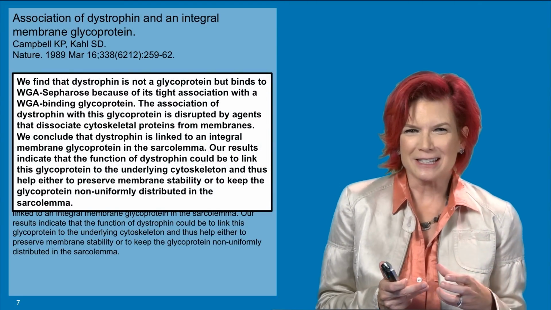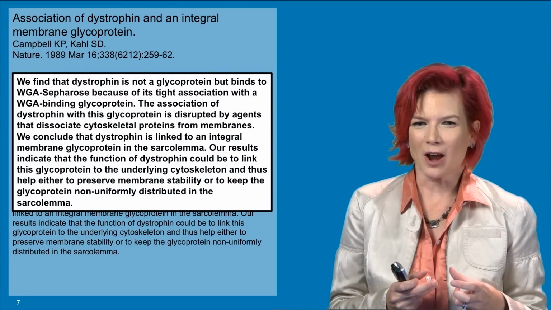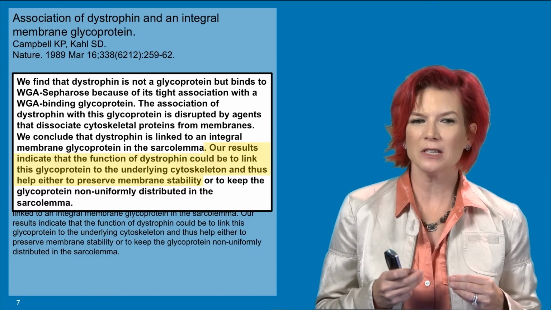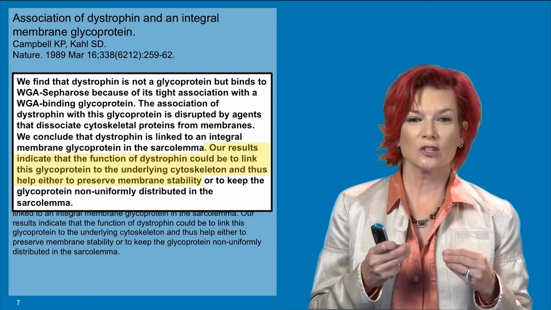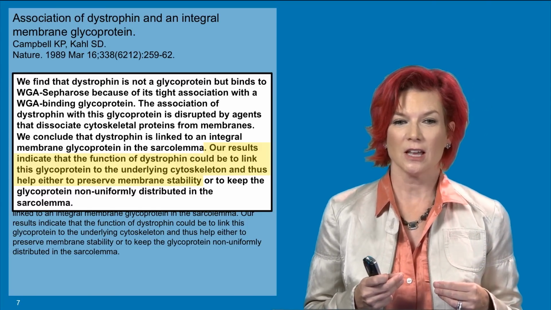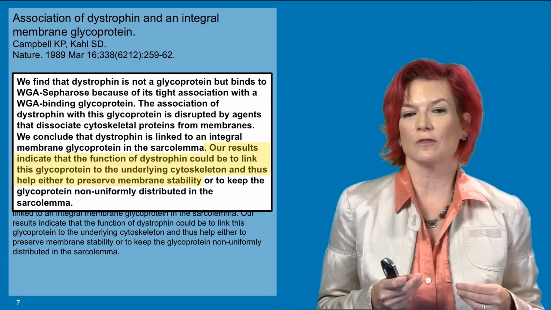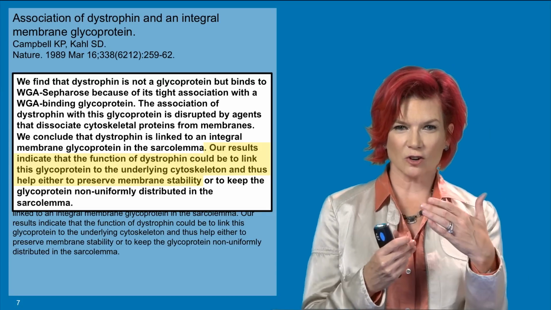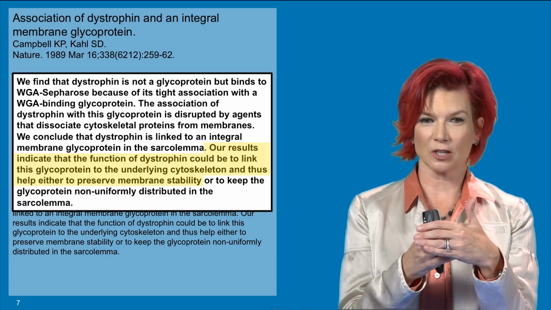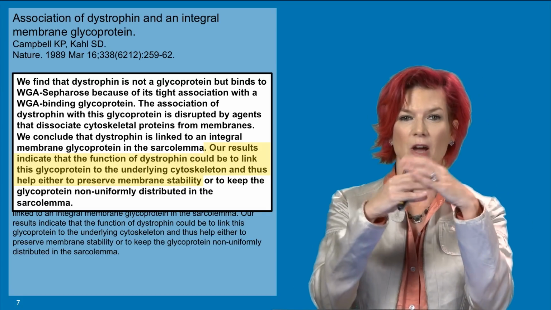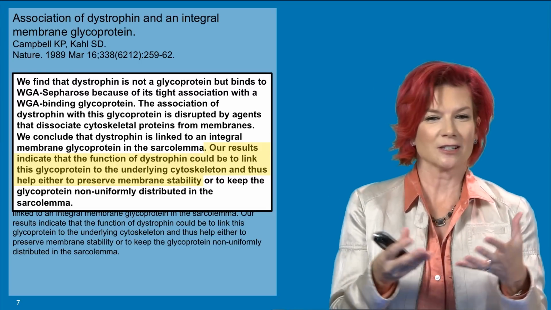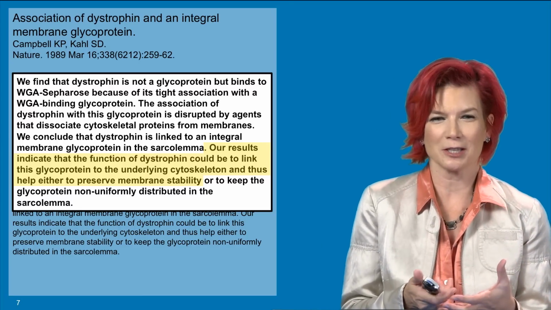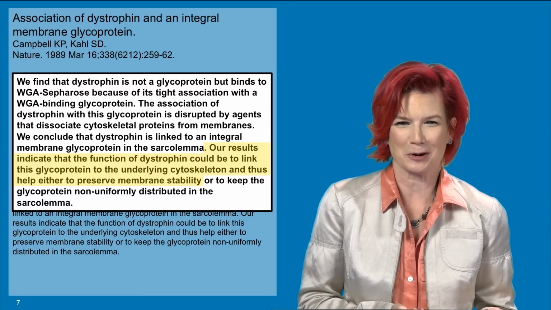What's kind of neat is in the abstract, they write, our results indicate that the function of dystrophin could be to link this glycoprotein to the underlying cytoskeleton and thus help preserve membrane stability. And they were right on the money. The function of dystrophin and the associated glycoprotein complex is to protect the sarcolemma from contraction-induced injury. So I really love that they nailed the function of this complex in their first groundbreaking paper.